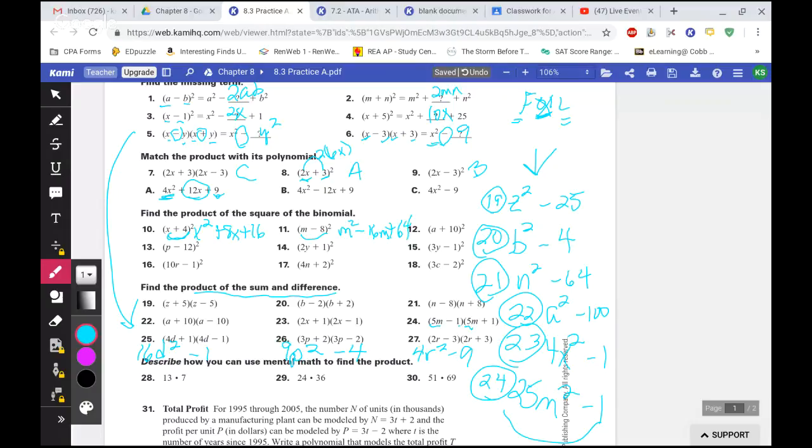Like number 17, 4n times 4n is 16n squared. And then 4n times 2 is 8n, because you're multiplying these two. And then times 2 again, because we have to double it. So that's going to be 16n. And then 2 times 2 is 4.